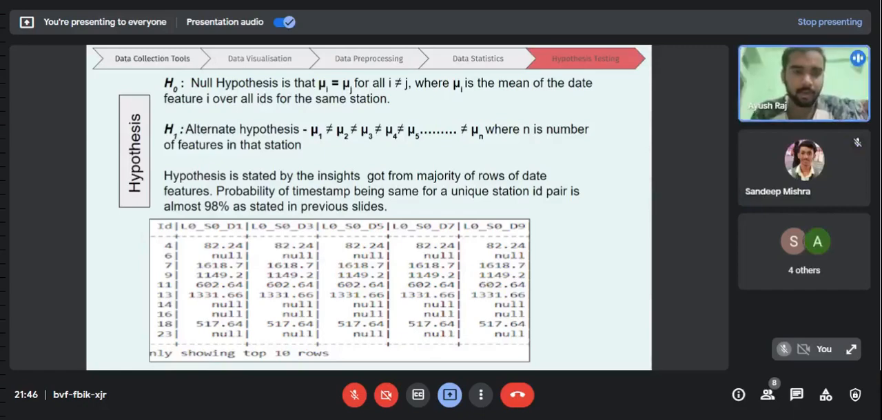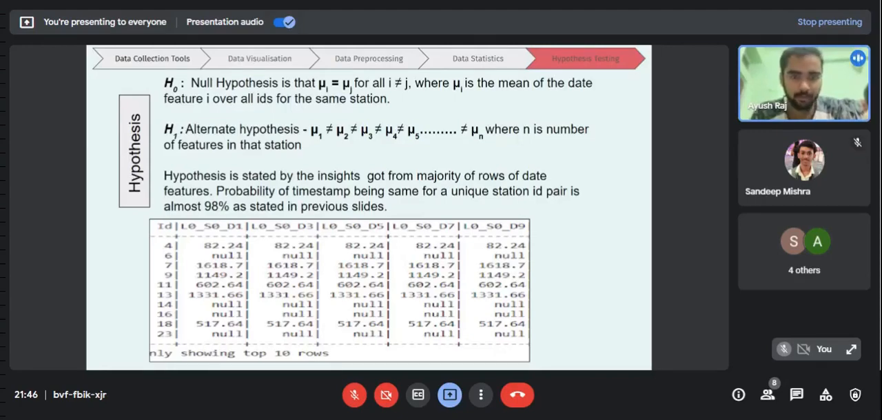We can move to the hypothesis testing part. So as we saw in the date feature engineering part, we exploited the property of the data that in the date features for a single station across all features, in most of the cases the values were the same. Almost in 98.2% of the cases the values were the same. And we used this insight we got from the data for date feature engineering. So the hypothesis we are framing here is also based on that observation. And the null hypothesis we have is going to help us in framing the strategy for date feature engineering.